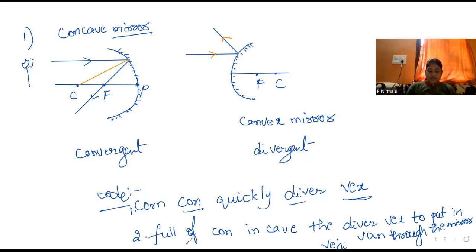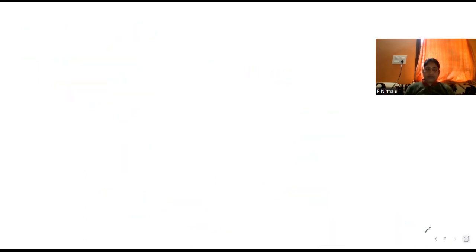The second one is very easy for recalling, I think. So con means convergent, which is the cave, concave mirror. Divergent is the vex, convex mirror. If you keep it in your mind, the mirror is fully opposite to the lens. So that we will discuss later. This you remember. Okay. Next, move on to the second case.